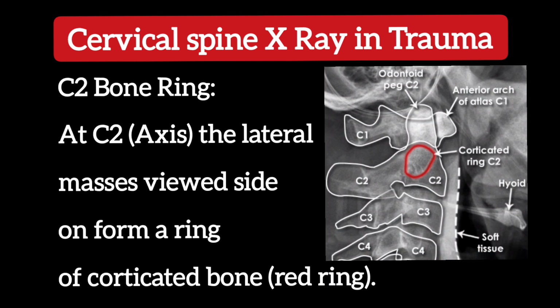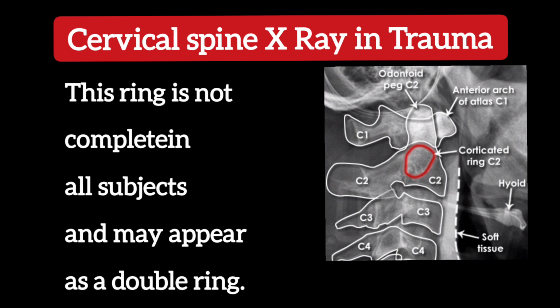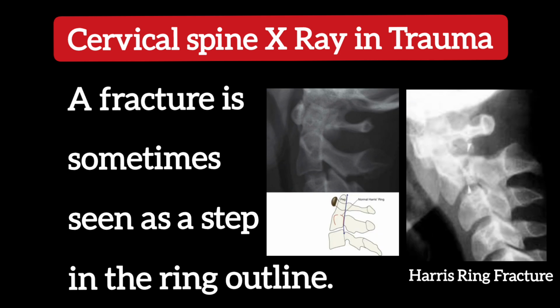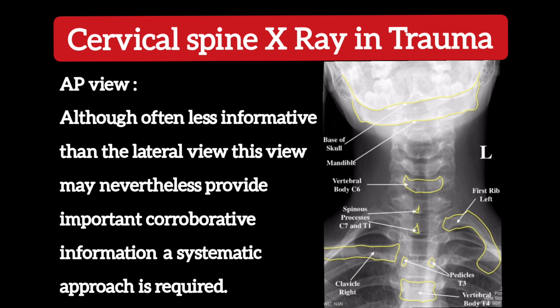C2 bone ring. At C2 axis, the lateral masses viewed side-on form a ring of corticated bone, red ring. This ring is not complete in all subjects and may appear as a double ring. A fracture is sometimes seen as a step in the ring outline.